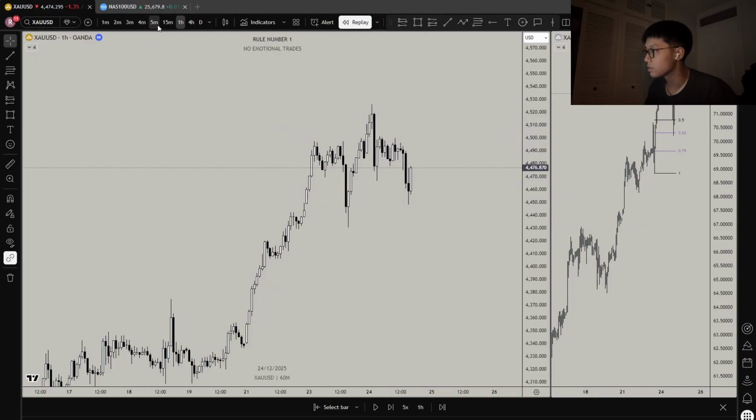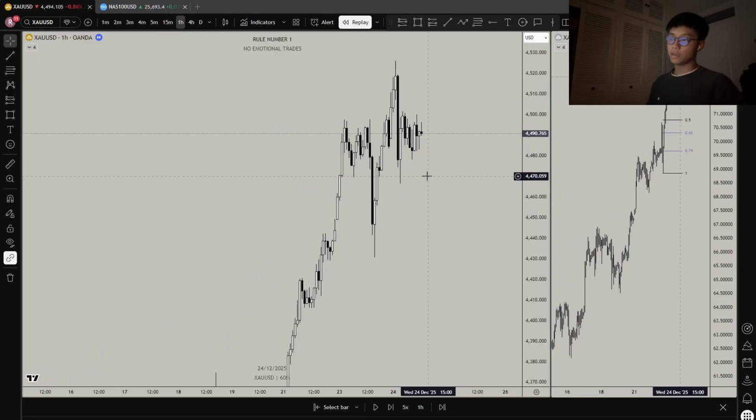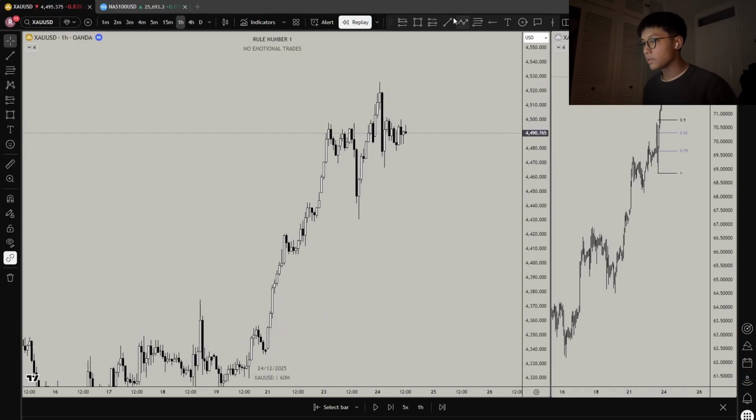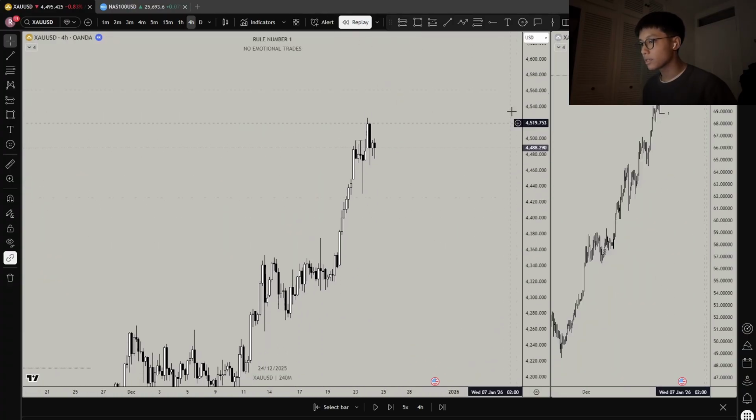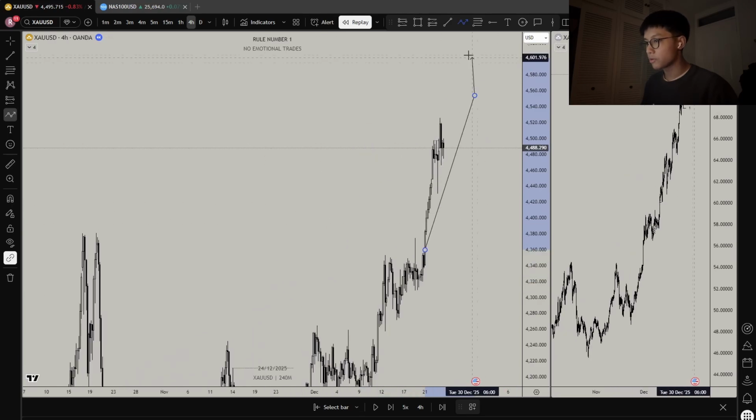Okay, just to make it really clear, guys, my bias was that because we've taken this major buy side liquidity over here, I want price to rebalance first to this big range, and then once we've rebalanced to this range, price can then go up again, because obviously we're in an uptrend over here.